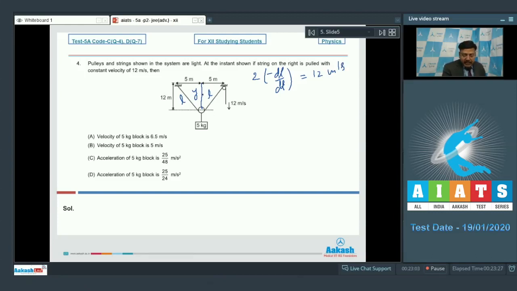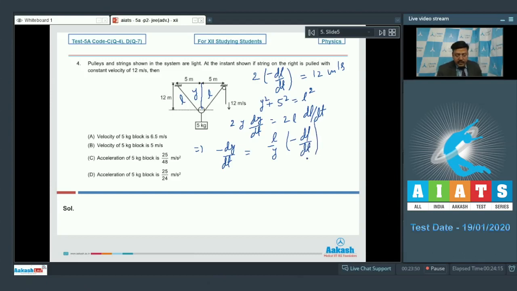Now let's apply the Pythagoras theorem here, and we have y square plus 5 square is equal to L square by applying Pythagoras theorem in this right angle triangle. Now we differentiate this with respect to t, so that gives us 2y dy by dt is equal to 2L dl by dt, which means that minus dy by dt, which will be the velocity in the upward direction of the 5 kg block, is equal to L by y into minus dl by dt.